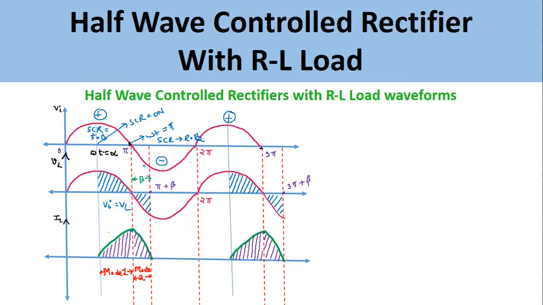In the mode 2 operation, from omega t is equal to pi to omega t is equal to pi plus beta, even if we have the negative half cycle and the SCR is in the reverse bias condition, due to the voltage across the inductor the SCR will remain in the forward bias condition and current continues to flow in the circuit, but in the same direction as before. As the energy is imparted to the source, again there is a decrease in current in this stage. So we are showing the current as decreasing.